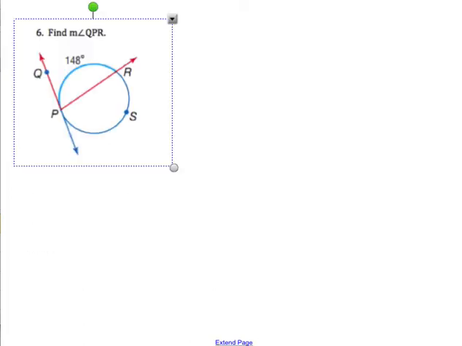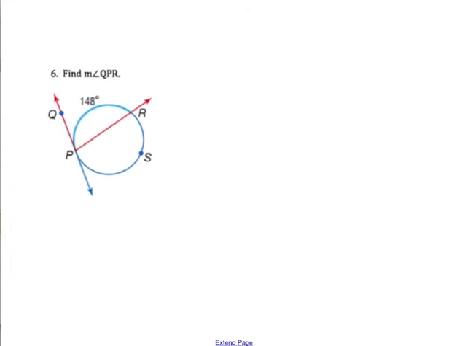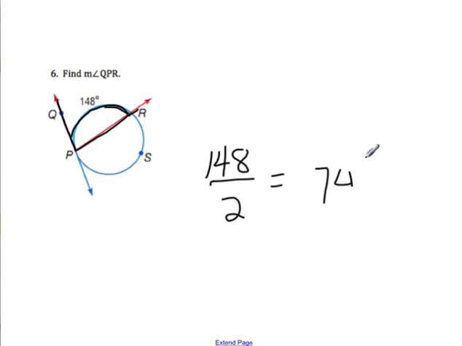So for number 6, it wants us to find QPR. So what is QPR? QPR is this angle right here. So I know the intercepted arc. So all I have to do is take the intercepted arc and divide it by 2 by that theorem. So we have 148 divided by 2, and that's going to give us 74 degrees. So the measure of that angle right there is 74 degrees just by what we know about the intercepted arc.